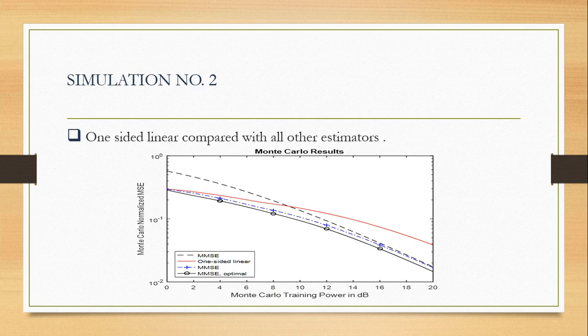The next is the simulation for the one-sided linear case, which is compared with all other estimators. In this, we have four estimators: MMSE, one-sided linear, MMSE heuristic, and MMSE optimal. This figure shows that the heuristic approach, whose results are based on the heuristic that is proposed, has a majority of the gain, which is shown with this blue line here.